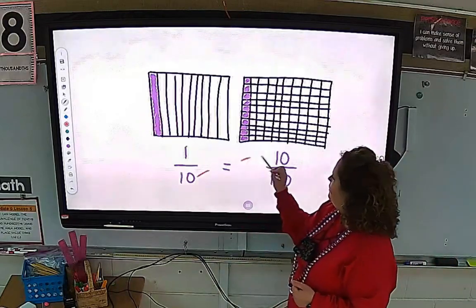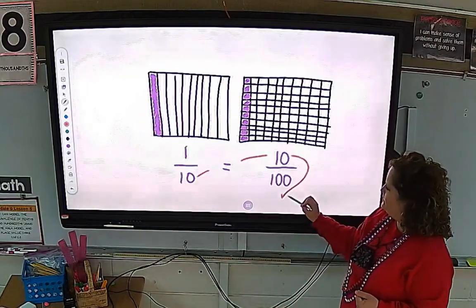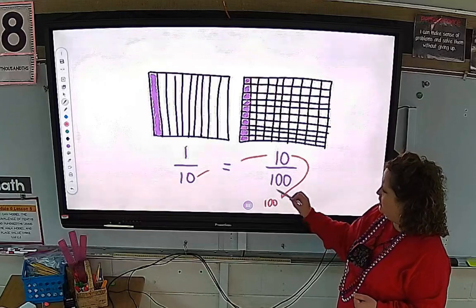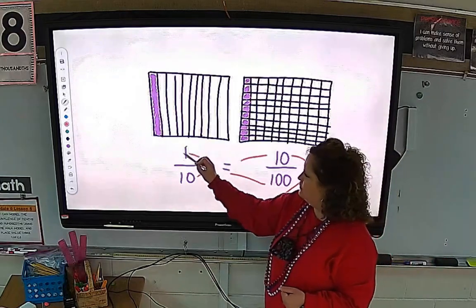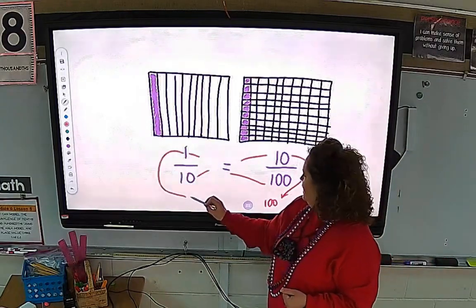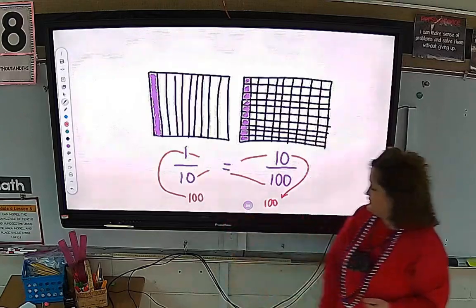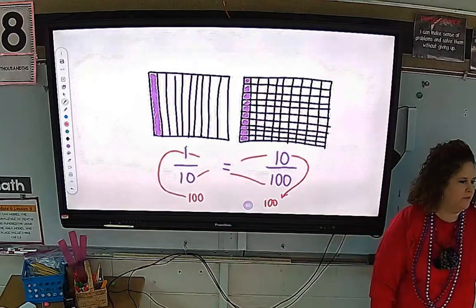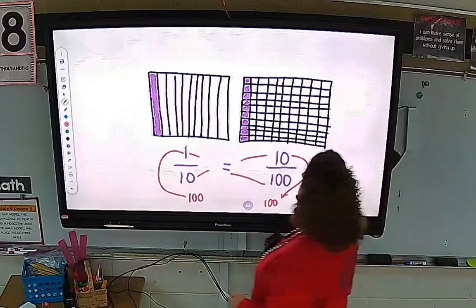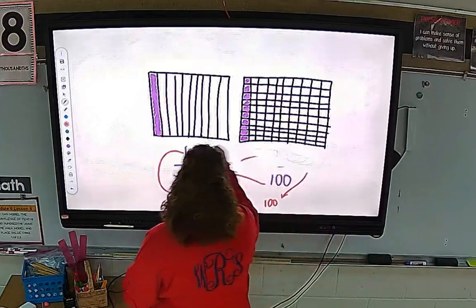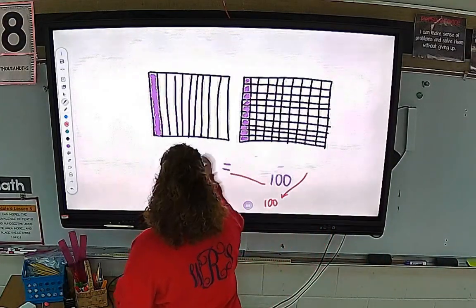So if we go around, 10 times 10 is 100, and 100 times 1 is 100. So, yeah, right away with the heart method, we know it's equal. Oh, let's just erase it. I was trying so hard not to have to erase that.